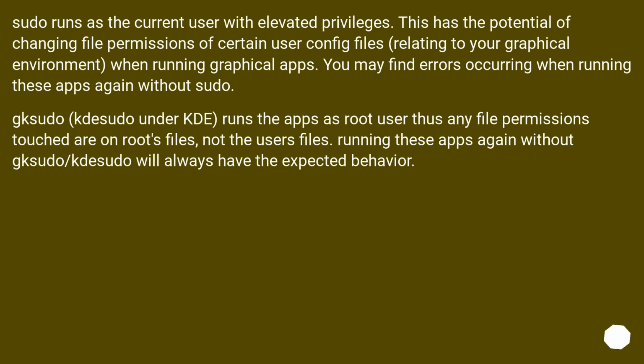Sudo runs as the current user with elevated privileges. This has the potential of changing file permissions of certain user config files relating to your graphical environment when running graphical apps. You may find errors occurring when running these apps again without sudo. gksudo under KDE runs the apps as root user, thus any file permissions touched are on root's files, not the user's files. Running these apps again without gksudo/kdesudo will always have the expected behavior.